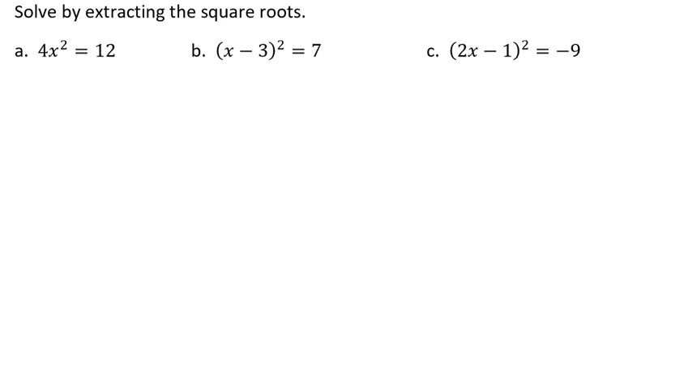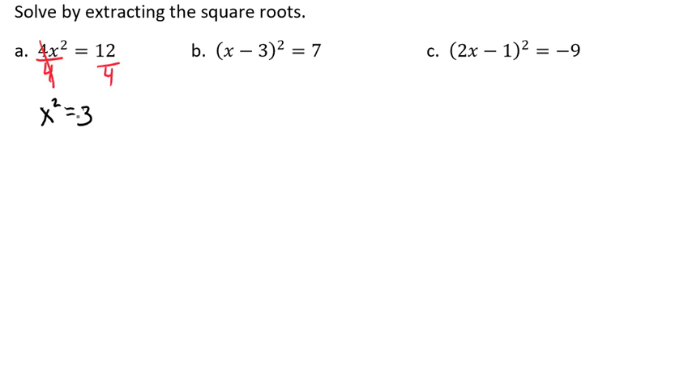In this video, we're going to be solving quadratic equations by extracting square roots. We're going to go over that using some examples to help show us how. In our first example, we have 4x squared equals 12. To extract the square roots, we're just getting our x by itself. So we're going to divide both sides by 4. That will isolate our x squared, and we'll get x squared equals 3.